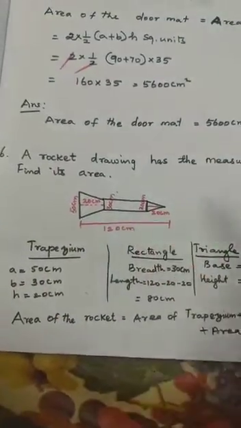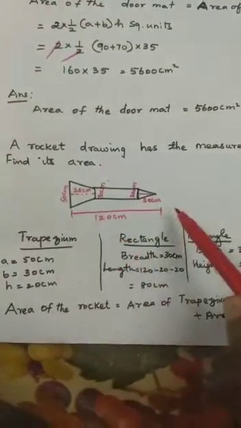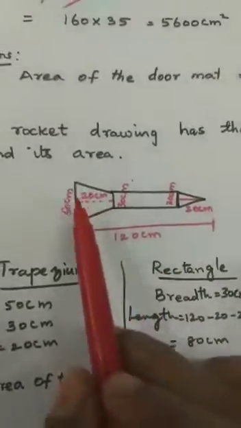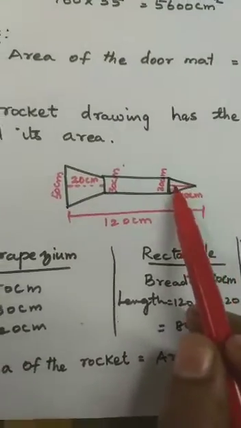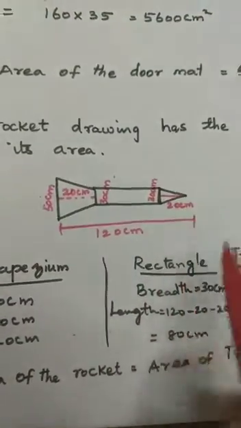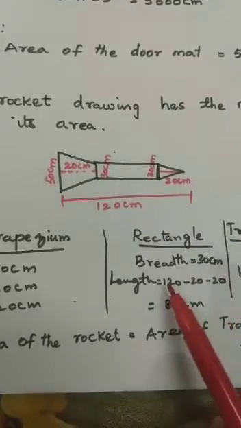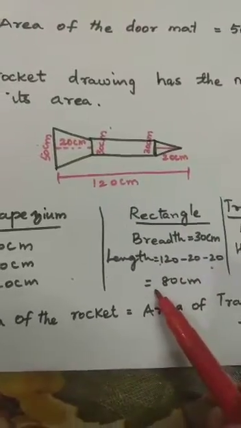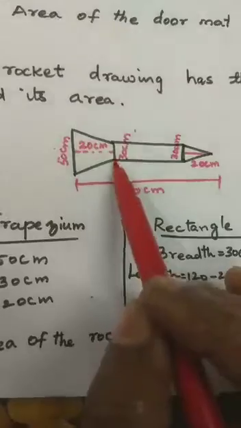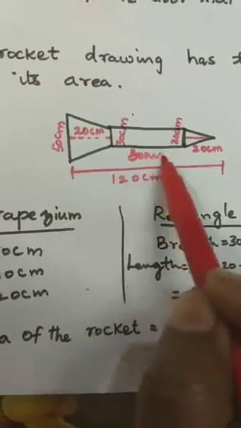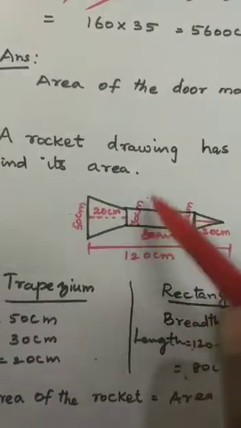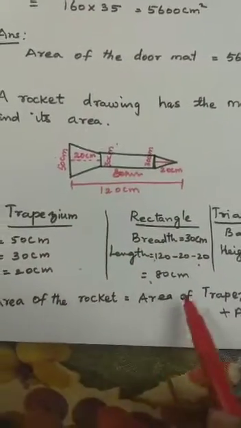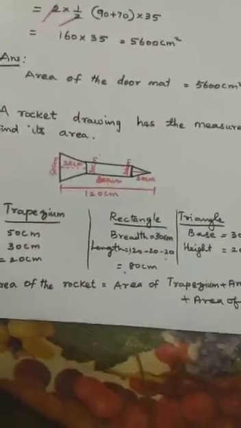The next, the rectangle. Take the rectangle. Here 120 means here the height is 20 centimeter. Here also the height is 20 centimeter. So subtract: 20, minus 20, minus 20. Then 120 minus 40 is equal to 80 centimeter. So here the base is 80 centimeter. Then the breadth is 30 centimeter. Length is equal to 80 centimeter, breadth is equal to 30 centimeter.